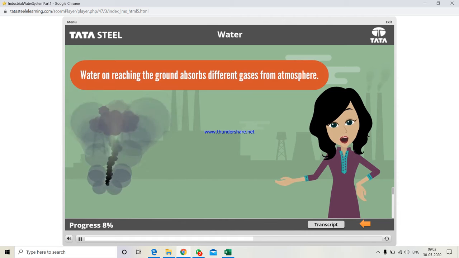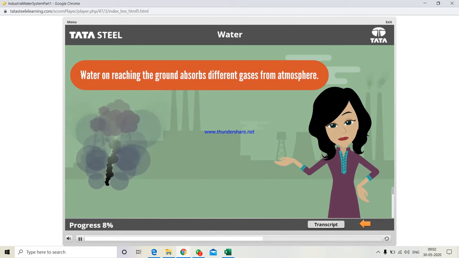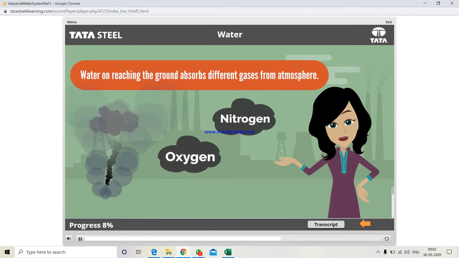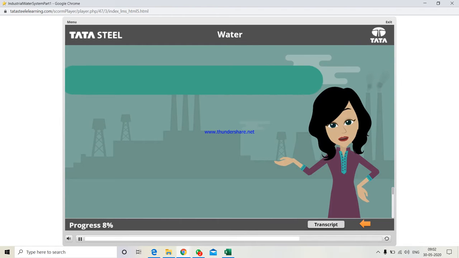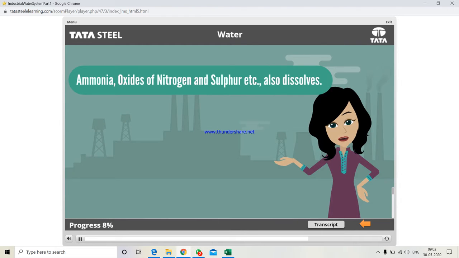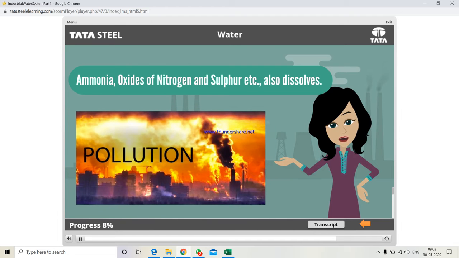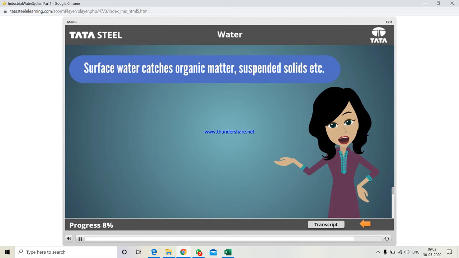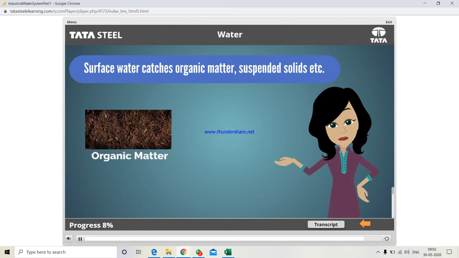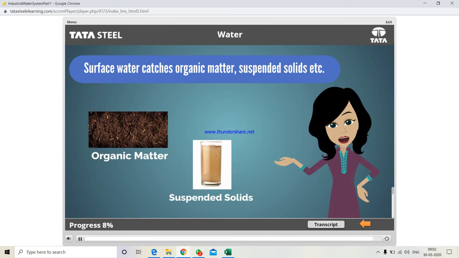This water on reaching the ground absorbs different types of gases from atmosphere like nitrogen, oxygen, and to a lesser extent carbon dioxide. Other gases like ammonia, oxides of nitrogen and sulfur etc. also dissolve during rain depending upon the pollution level of the atmosphere. Apart from this, the surface water travels to various places and catches organic matter, suspended solids, etc.